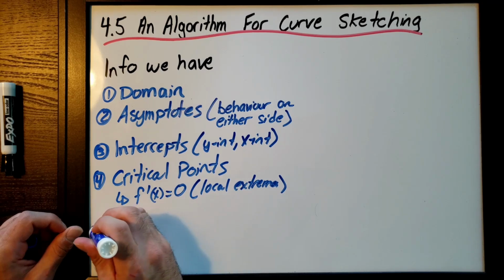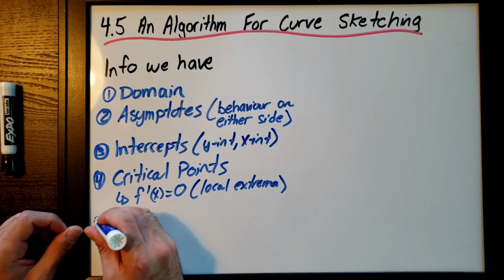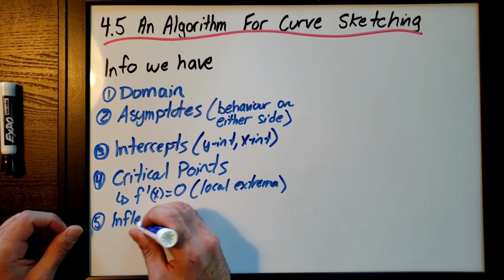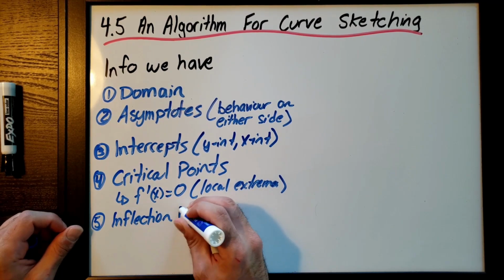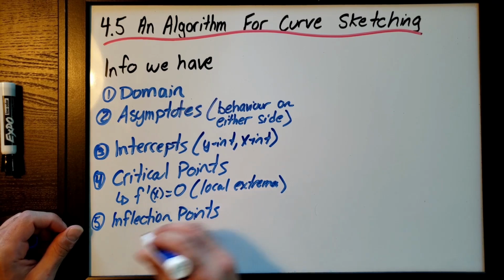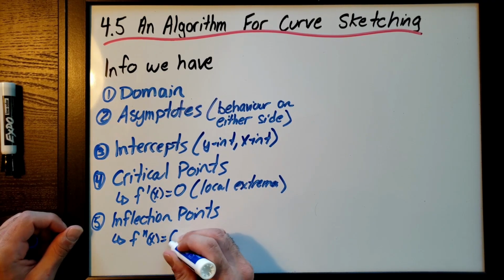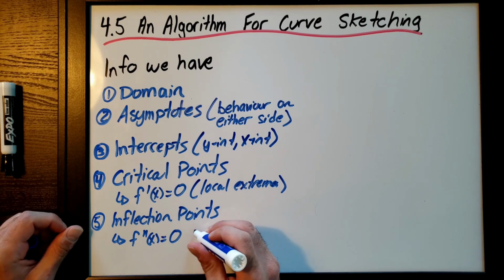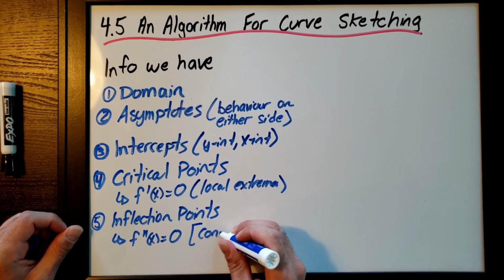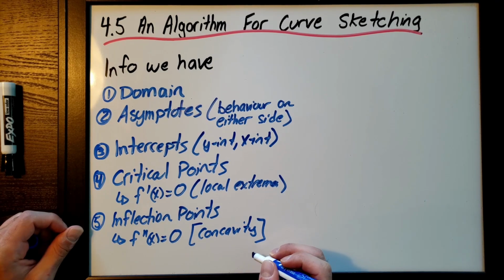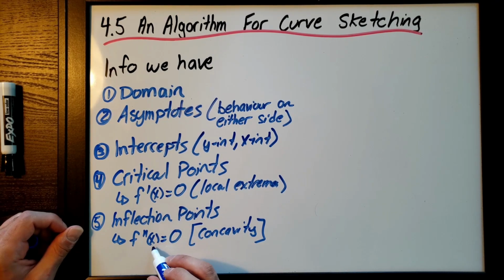Very, very important. Okay, and likewise with the first derivative, we have inflection points with the second derivative. So we want to find out when the second derivative is equal to 0. And we can also remember concavity here. Because this is going to tell us whether it's concave up or concave down.